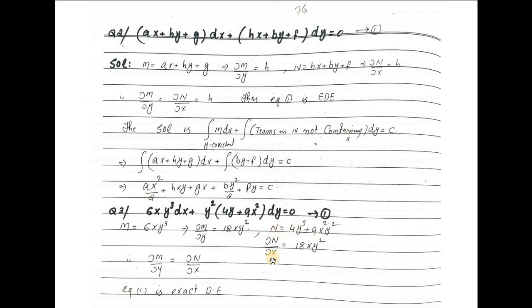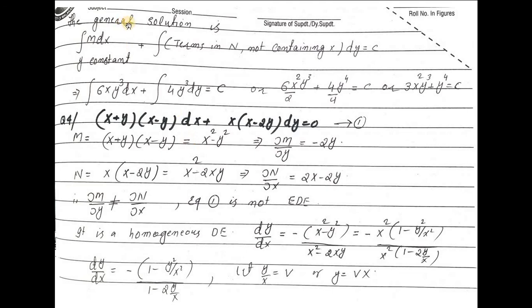This is n. Partial derivative of n with respect to x, we have to treat y as constant. So this term will be 0, and here we will get 2 9s are 18x y square. Since value of del m over del y equal to del n over del x, hence equation 1 is exact. Now we have to write the general solution. This is the formula. The general solution is integral of m with respect to x, where we will take y as constant, plus integral of terms in n not containing x dy is equal to c, putting the value, this is value of m, and this term, this is the term in the function n free of x.